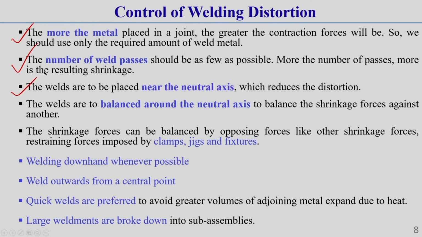Okay, so that is why instead of a single V you can do a double V. Another thing you can get here, that balanced welding around the neutral axis also gives less distortion. This I am also explaining a little bit. What is this balanced type of welding?